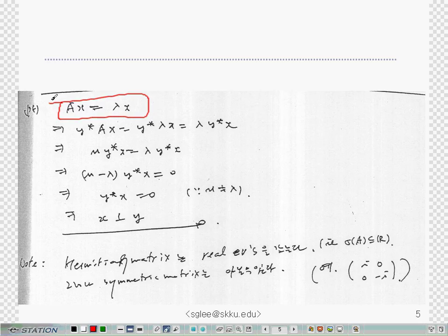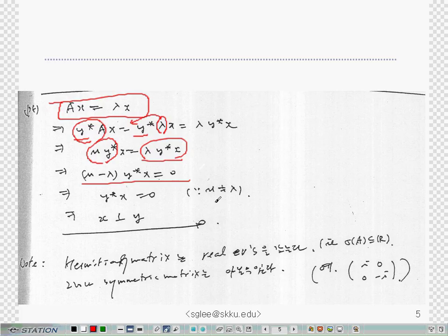The proof of this bi-orthogonality property is very easy. So Ax is equal to lambda x from the given condition. We just multiply y star on the left. Then, since this is a scalar, the scalar can come out without any problem. Then we know mu is an eigenvalue for the left eigenvector y, so we can replace it in this way. Then we can move the term on the right to the left this way.